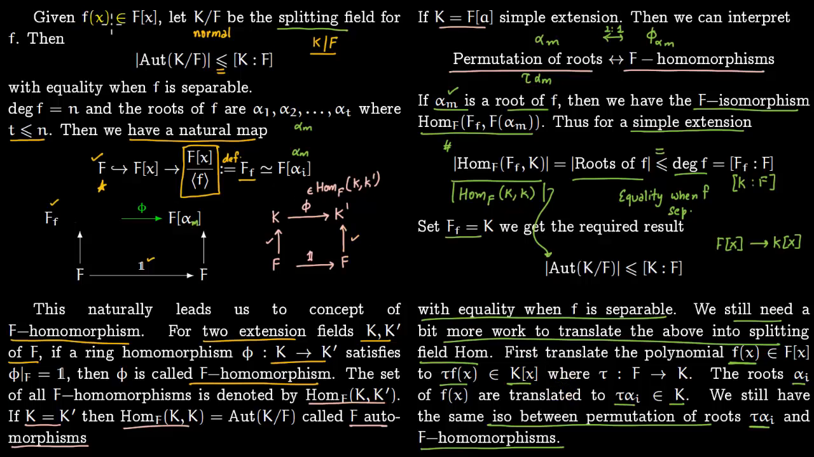For a general f, you just need to notice that any f would be a product of irreducible polynomials. So the story carries over from here to here. So for each irreducible polynomial you will have this, so it will hold for general f. If each of these irreducible polynomials is separable, then the entire f would be separable and there will be equality here.